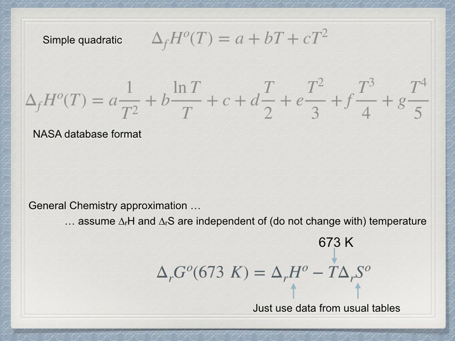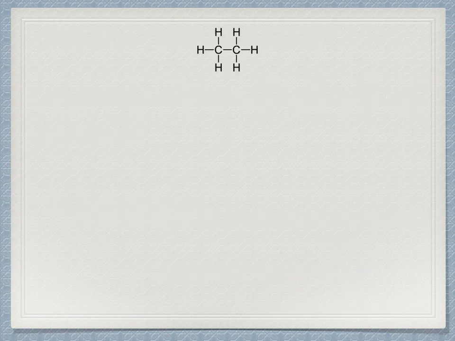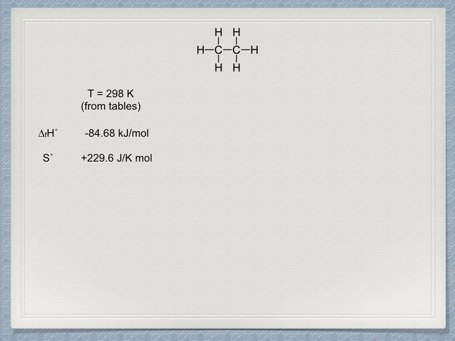How much of an error is this? Well, for small temperature changes, it's not too bad. But for large temperature changes, well, consider ethane, C2H6. From tables, we find that the data at 298 K is delta H naught of formation minus 84.68 kilojoules per mole and S naught 229.6 joules per Kelvin mole. At 1000 Kelvin from the NASA database, however, we obtain delta H naught of formation as minus 105.04 kilojoules per mole and S naught equal to 331.68 joules per Kelvin mole.